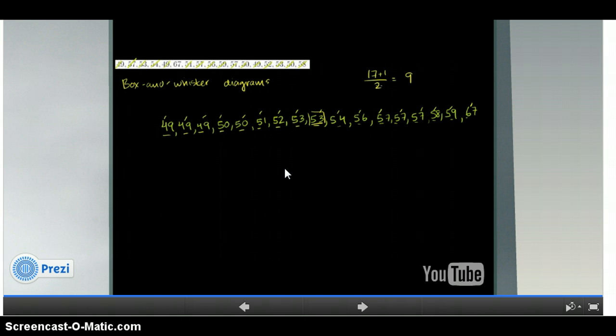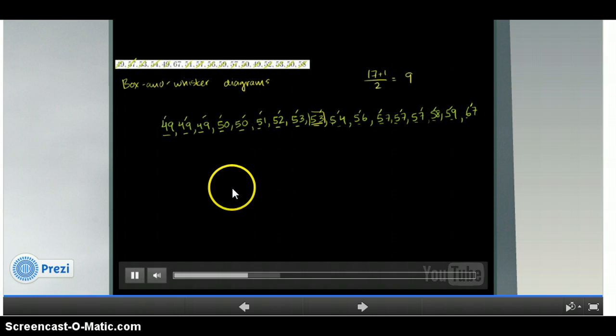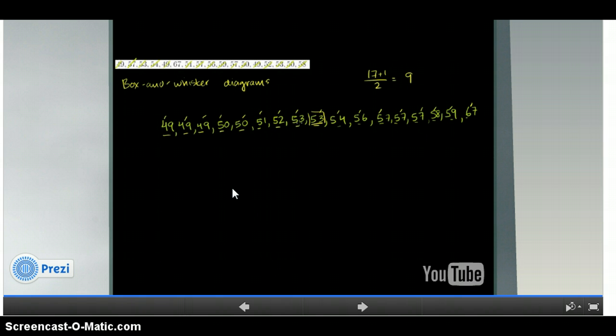And if you ever have a situation where, let's say you only had 16 numbers, it would be 16 plus 1 divided by 2, you get 8.5. That means count 8 spaces and then go halfway between that number and the number right after that, which we saw in a few diagrams before. But anyway, 53 is the median. 53 right here is the median.